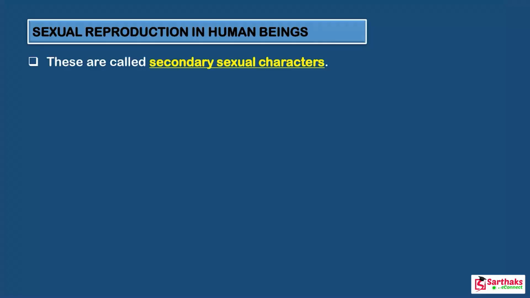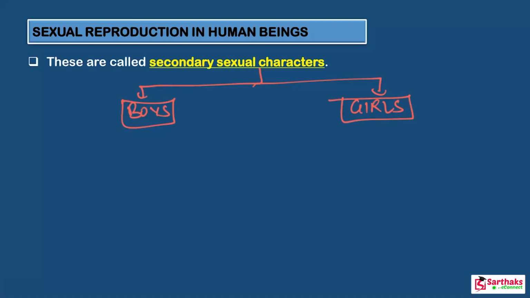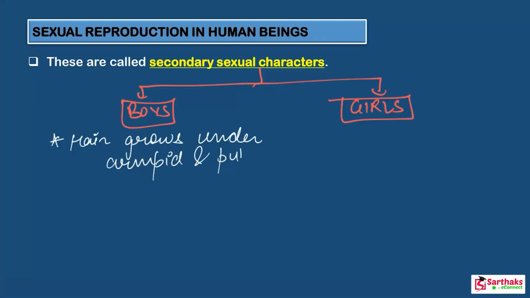Now these changes, here I am going to write down. Let me write down what these changes are in case of boys and what these changes are in case of girls. Okay, now hair grows under the armpit. Hair growth starts under the armpit, and in the pubic region also.